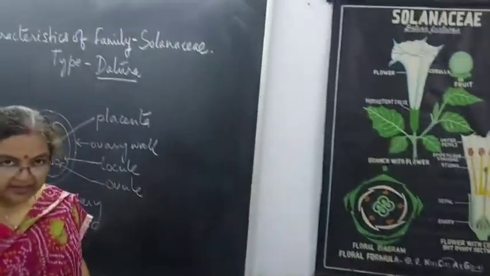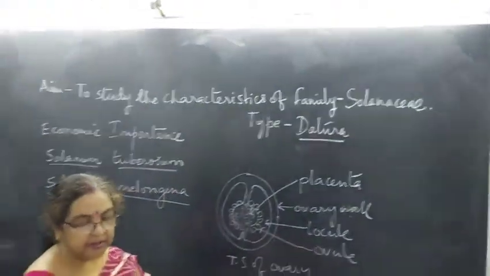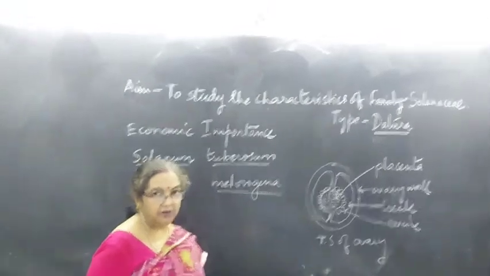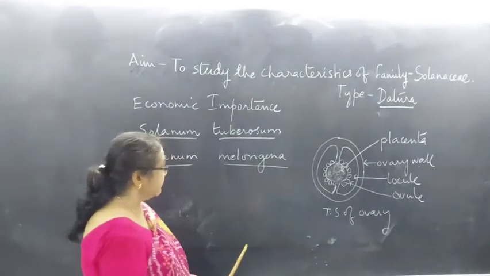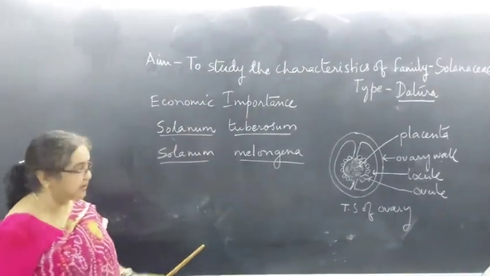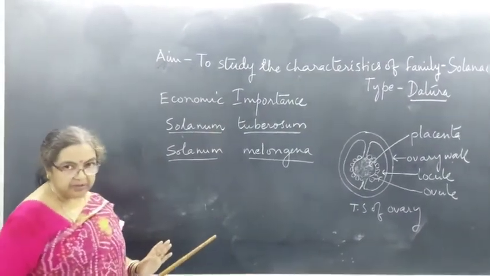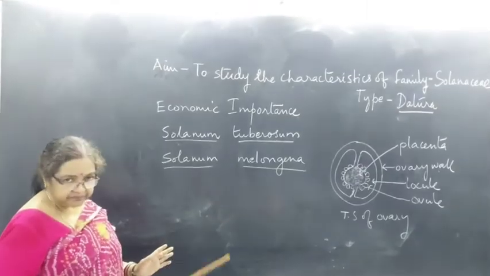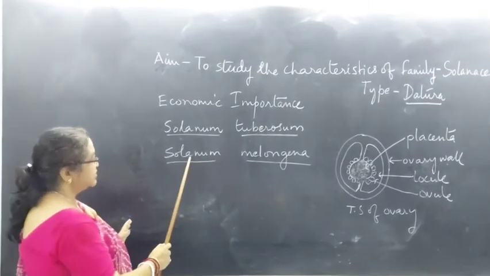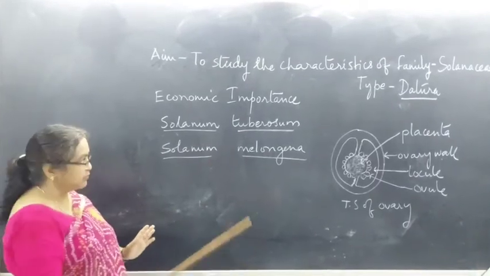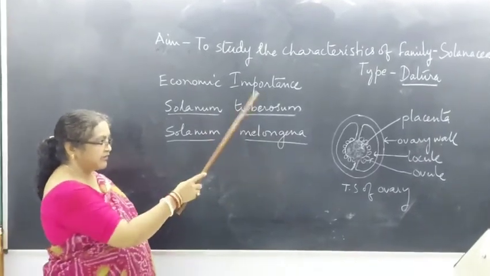Now this family, as I told you, is very important because there are many vegetables which belong to it. So it has a lot of economic importance. So 2 plants you have to remember of economic importance. One is Solanum tuberosum, that is the potato, and Solanum melongena, which is the brinjal. Both these plants belong to family Solanaceae.